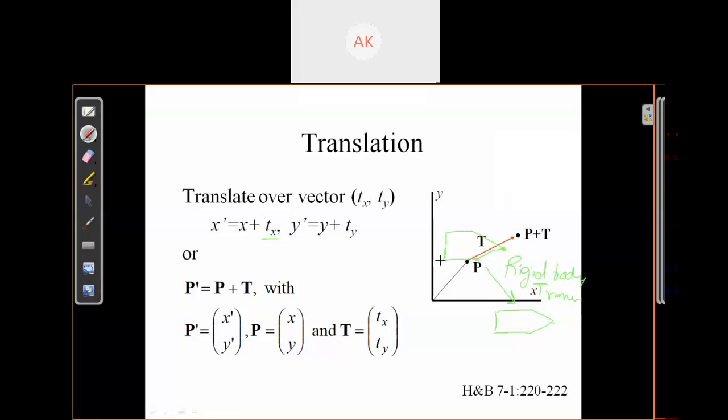Suppose we want to translate a polygon from one position to another position. We translate each vertex from this location to this location. First we translate all these vertices from the original object to the translated object, then redraw the polygon. So when we translate a polygon from one location to another, we translate all the vertices, then redraw the object.